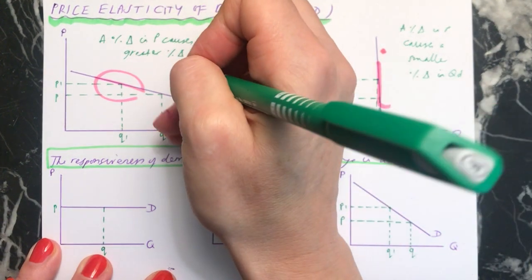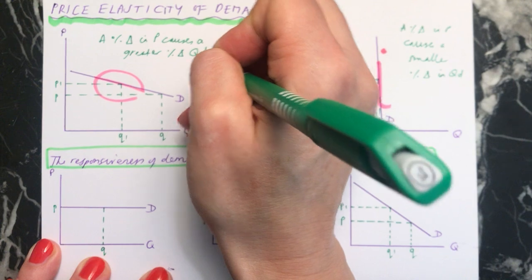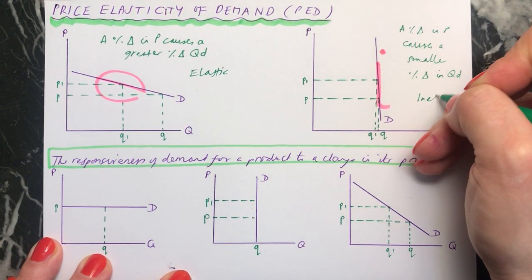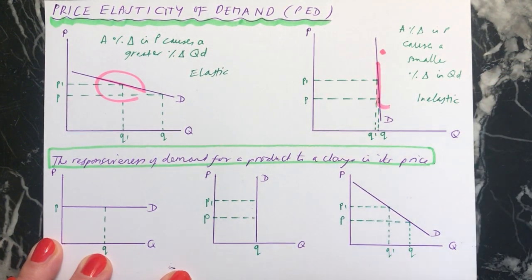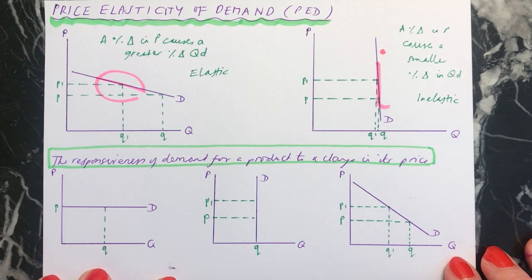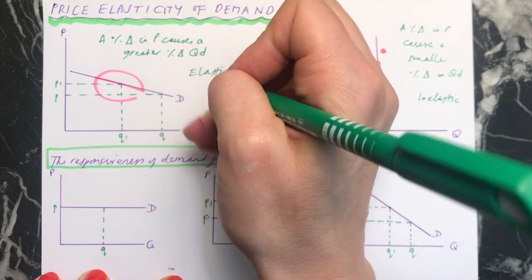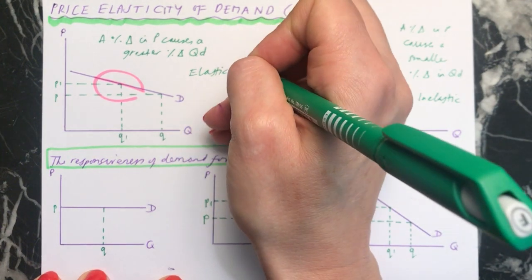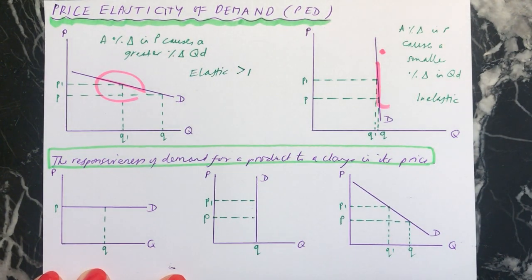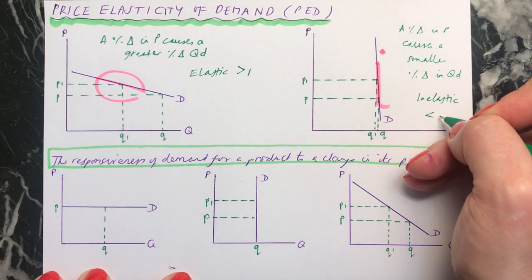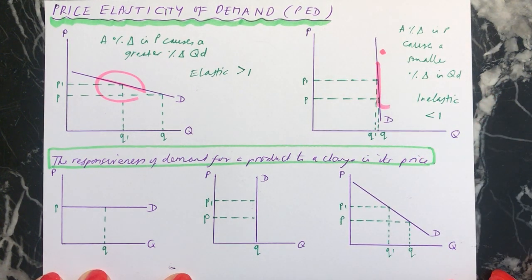So this curve we say is elastic, and this one we say is inelastic. And later on we'll learn about the values of these curves when you do a calculation, but just for now, we just need to know if it's elastic, the value of the curve will be greater than 1. And if it's inelastic, it will be less than 1. Let's look at these 3 now, which are a bit special.